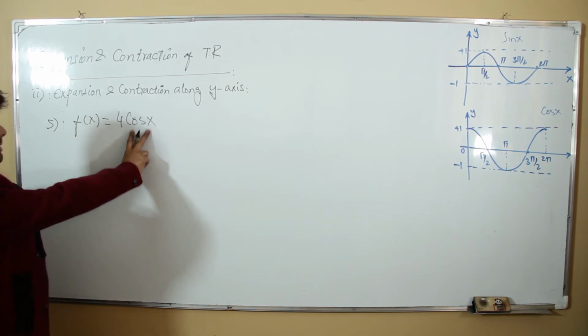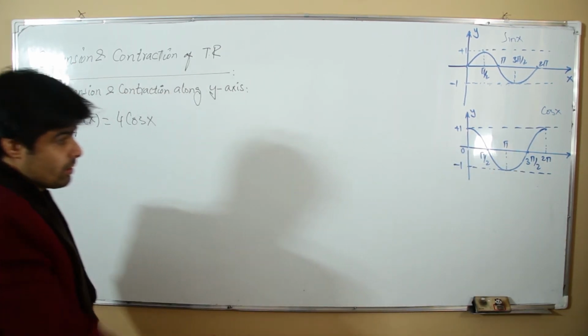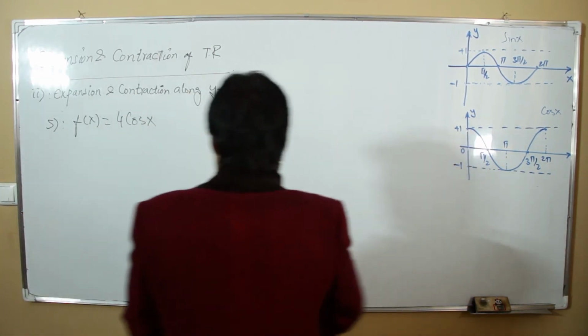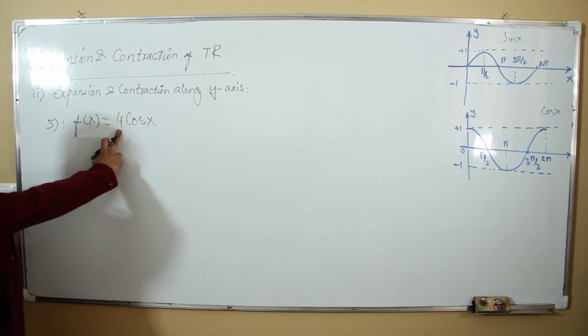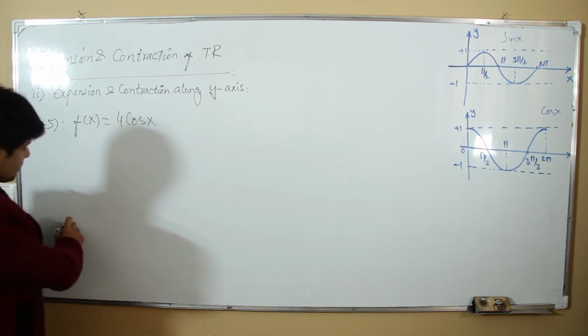The period is the same as cosine. It means between 0 and 360. The points are the same, but we have the difference in amplitude. Amplitude is 4. Now how can you draw this one?